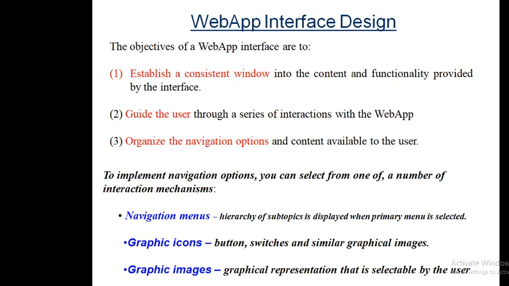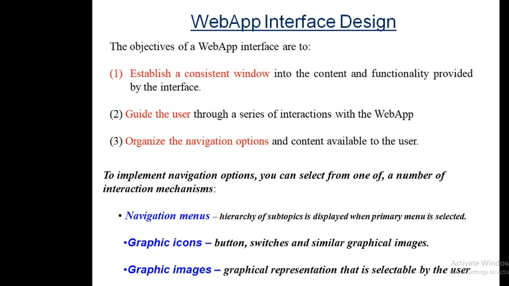Then the second objective is to guide the user through a series of interactions with the web application. That means whenever the user is using the web application, they have continuous interaction with it. When doing such interactions, the interface must guide the user on how to use the different options represented in the web application. So it must act as a guide to the user. That is the second objective of web app interface.